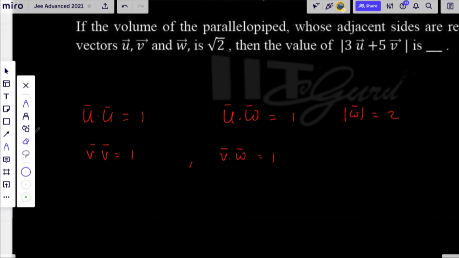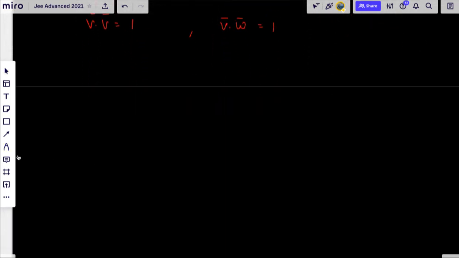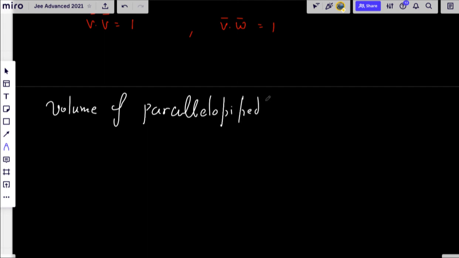As you know, the volume of the parallelepiped is given by the scalar triple product of u, v and w, and that is given here as root 2. So root 2 whole square, we can write in the form of a determinant.